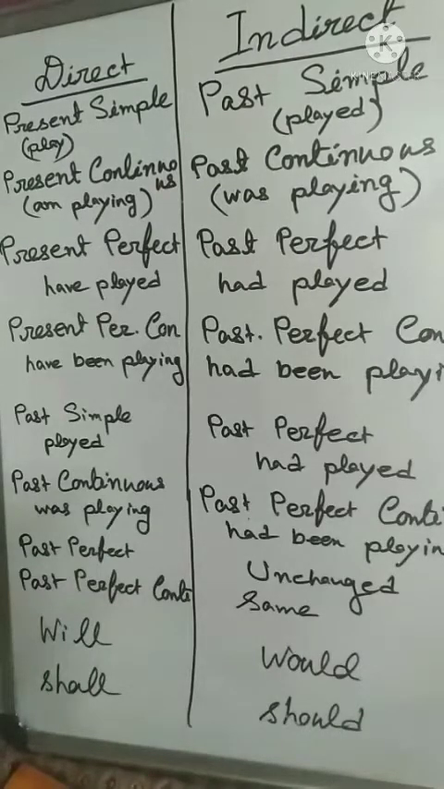Suppose the governor said the prime minister is coming to the function. So in indirect speech it will be, the governor said, same to same. Then you have to add that: the prime minister, which was "is coming" in direct speech, will be "was coming". So the governor said that the prime minister was coming to the function.